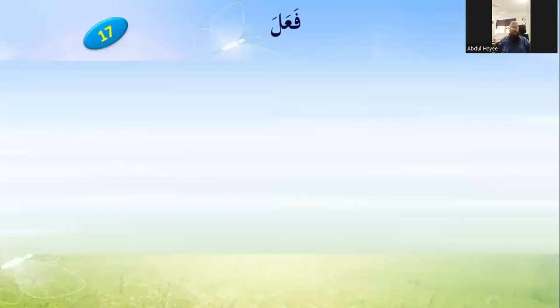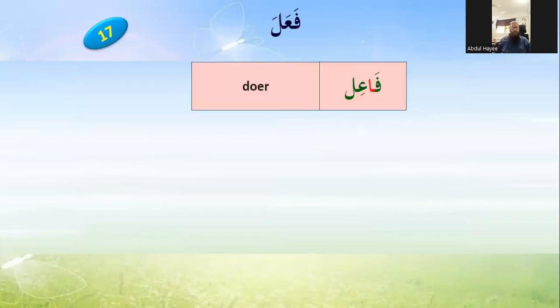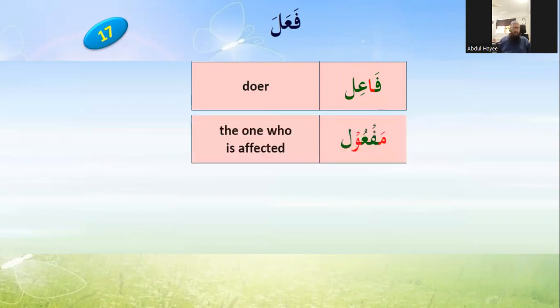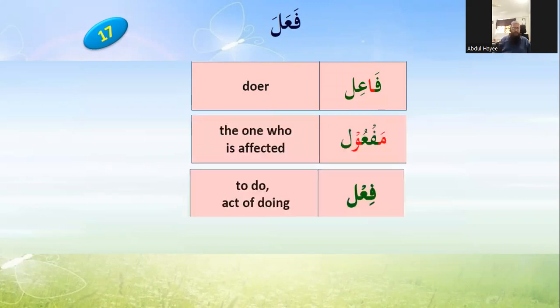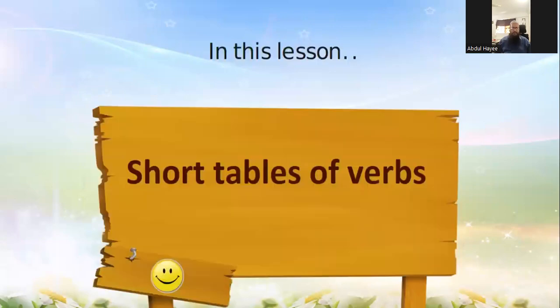Good. So from this we have the fa'il, doer, maf'ul, the one who is effected, and fi'l, to do. So these are the asma. The first part of the table was from af'al: madi, mudari, amr. And the second part is from the asma: fa'il, maf'ul, fi'l. So thus we complete our table.